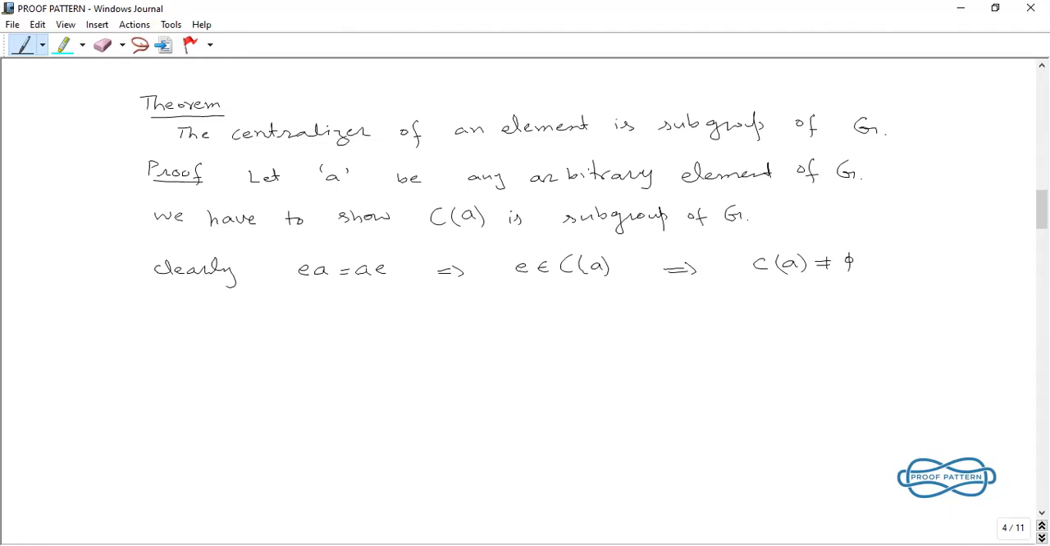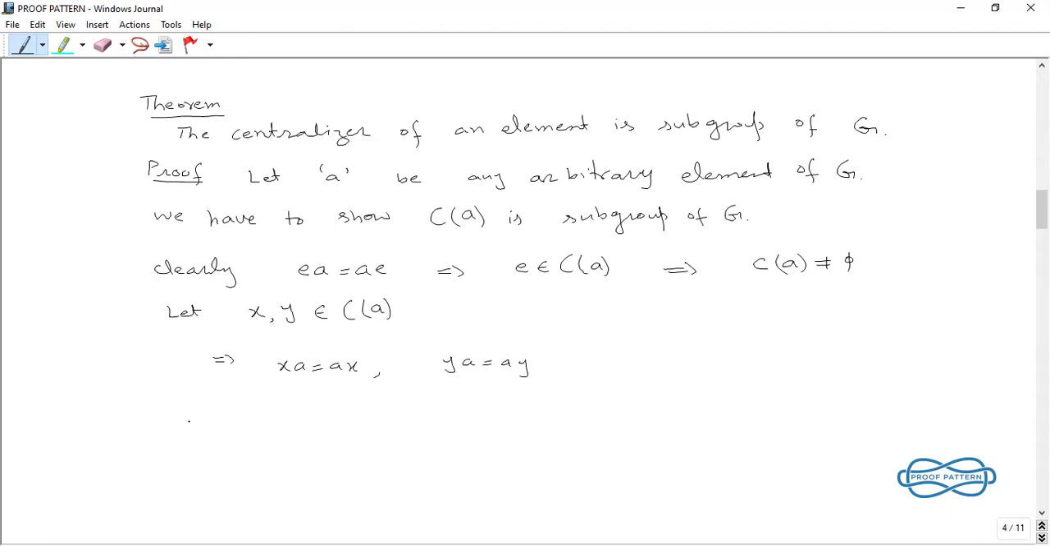Okay, we will use the two-step subgroup criteria. We consider two elements from the centralizer of this element A. Since x and y belong to the centralizer of A, this means that x commutes with A and also y commutes with A.